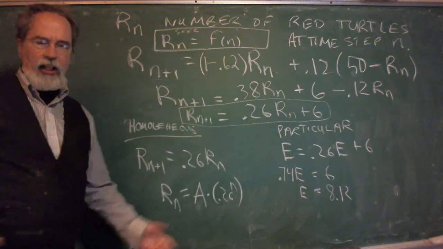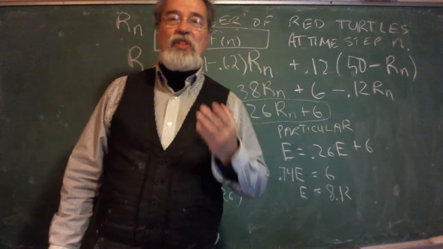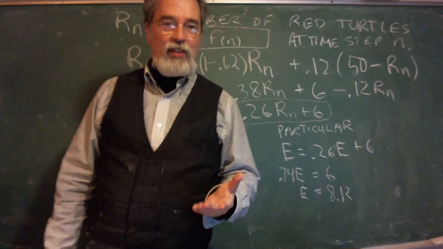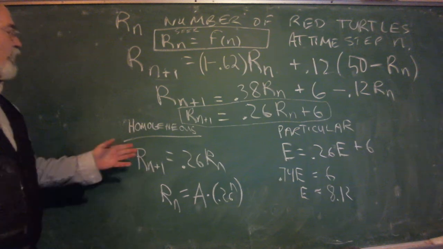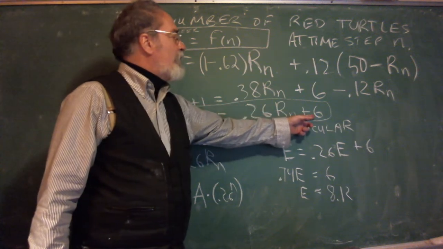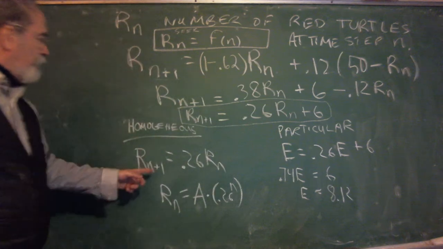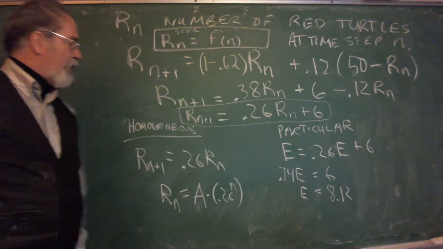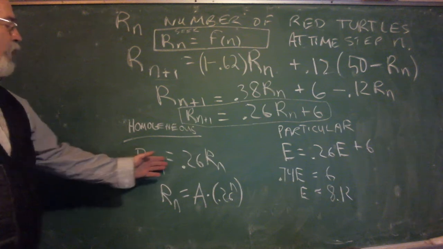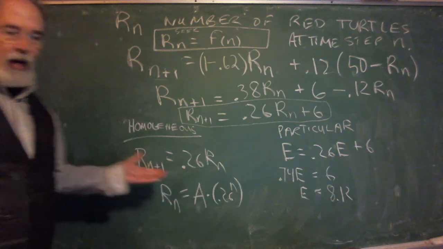And now you say, how do you solve something like this? Oh, it's easy. You guys, it's what we've been doing. Here's the connection to the rest of the semester. You do the homogeneous case first. Pretend that this term that doesn't have n and doesn't have r on it, pretend it's 0. So that leaves us with r sub n plus 1 equals 0.26 times r sub n. This is like having y prime equals 0.26 times y. Only now it's just time steps.